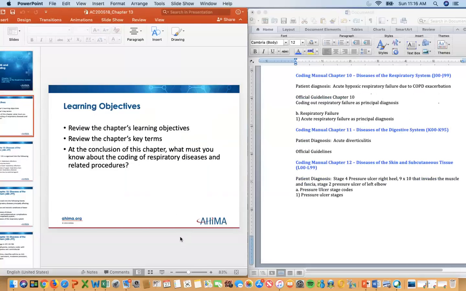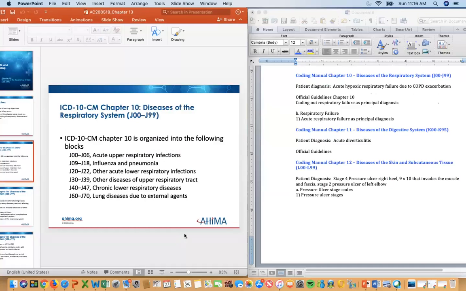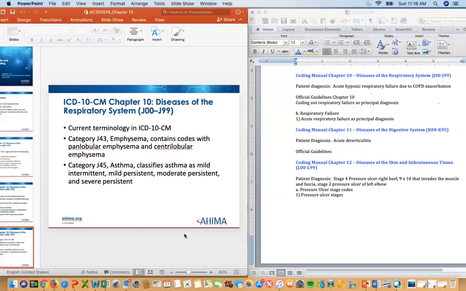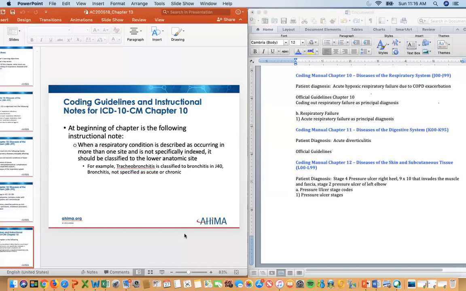So again, at the conclusion of the chapter, what you must know about the coding of respiratory diseases and related procedures is what your goal is. Just take a look at the PowerPoint. You'll see what is included and some of the guidelines that will apply: acute upper respiratory, influenza, pneumonia, all different types of respiratory and lung diseases, organized into blocks. Make sure that you know your current terminology.